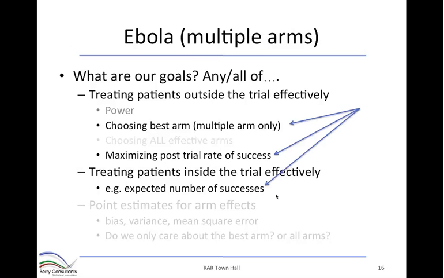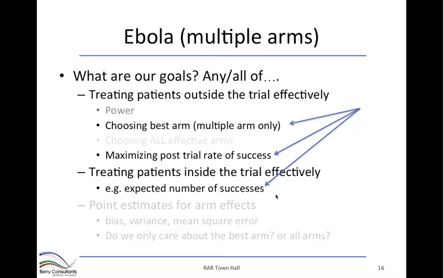In the Ebola study that I mentioned, we have different goals here. I can treat patients outside the trial effectively. I want to pick the best arm. This was not a setting where I necessarily had to worry about power. I'd like to demonstrate a certain level of evidence, but what I really want is to make sure that whatever I can get to patients, the best arm is my choice. And so maximizing that post-trial rate of success is key.